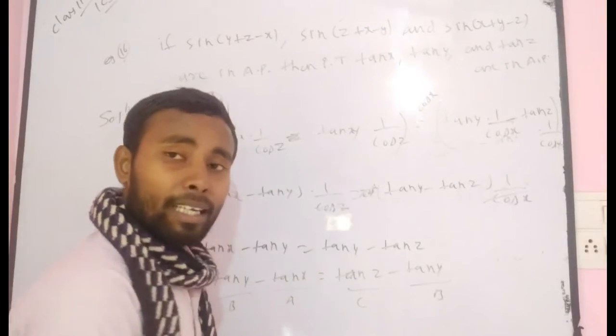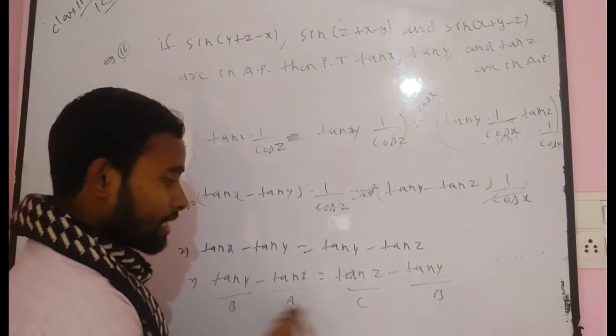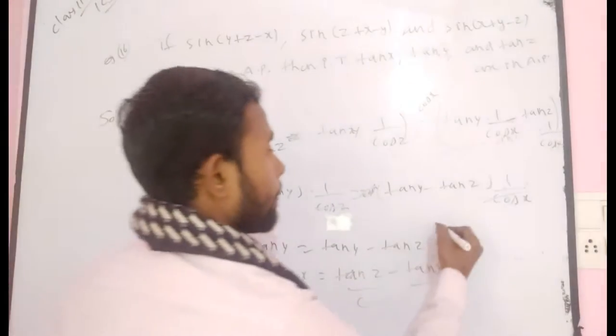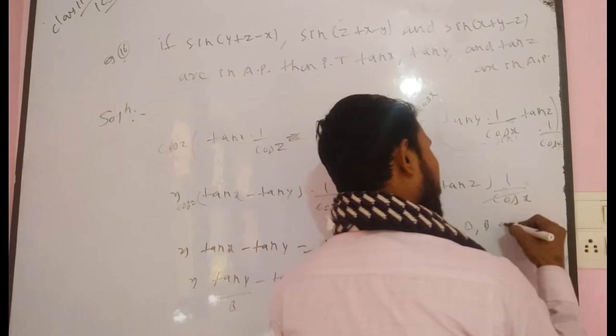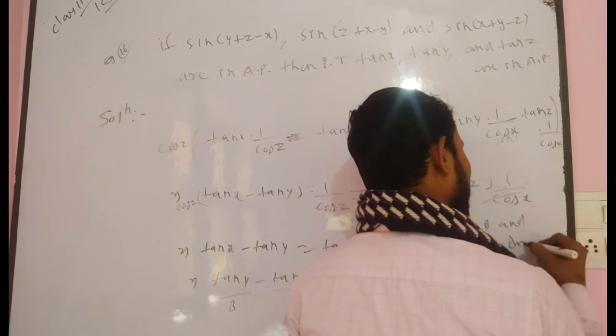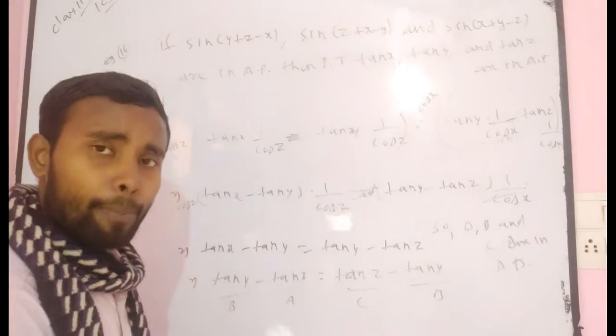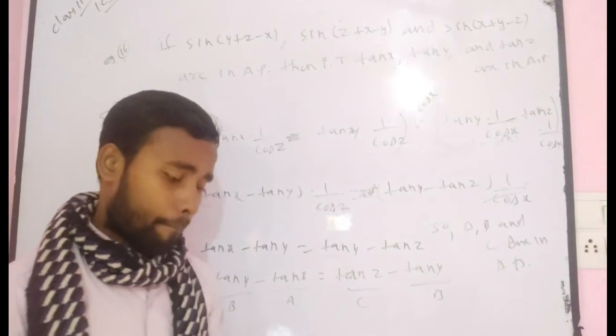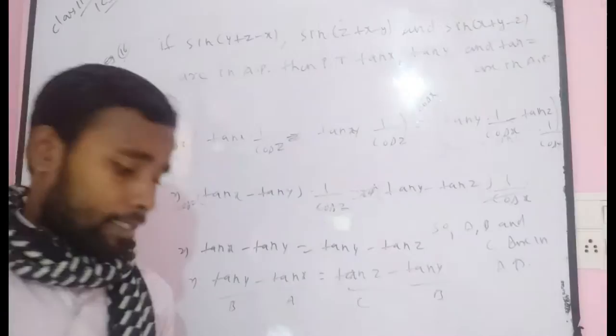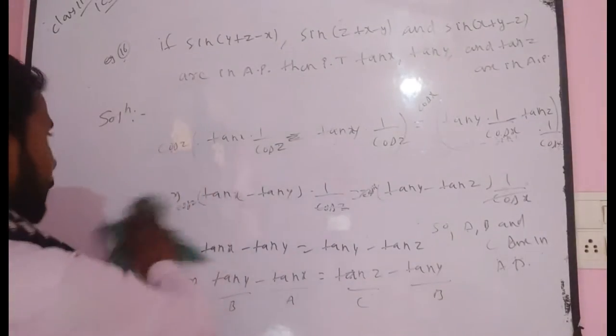A, B, C are in AP if B minus A is equal to C minus B. So A, B and C are in AP. Now I take again next questions.